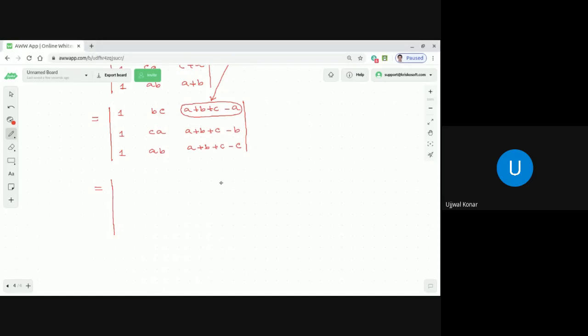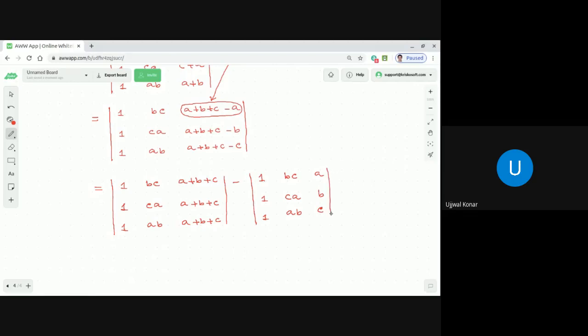1 1 1, BC, CA, AB, A plus B plus C, A plus B plus C, A plus B plus C, and then minus 1 1 1, BC, CA, AB, A B C.